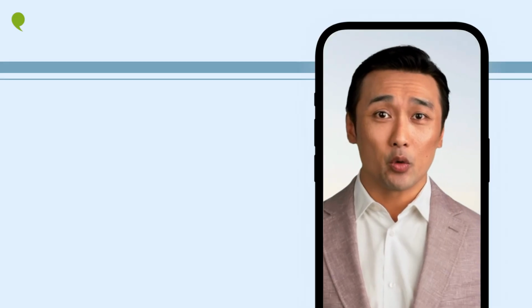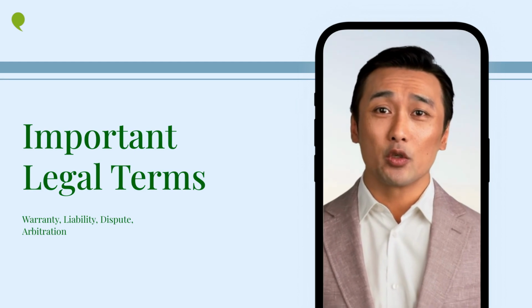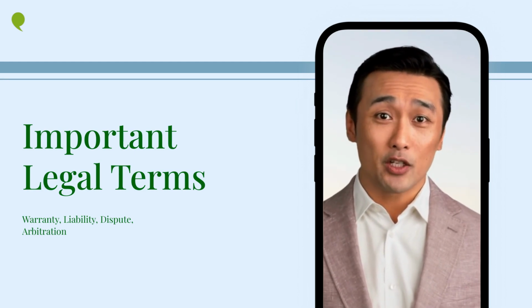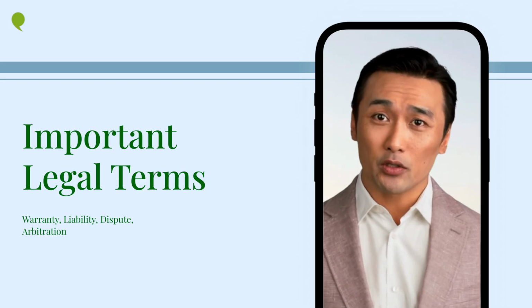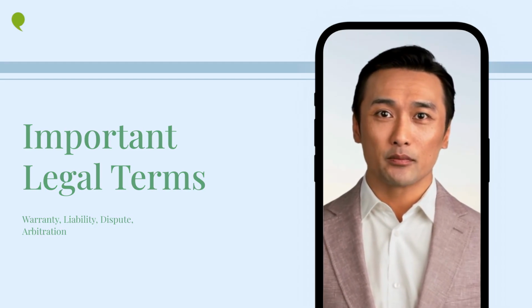Now let's look at more important legal terms. A warranty is a promise or guarantee that something is in good condition. Liability means legal responsibility if something goes wrong. A dispute is a disagreement between two parties. Arbitration is a process to resolve disputes outside of court.